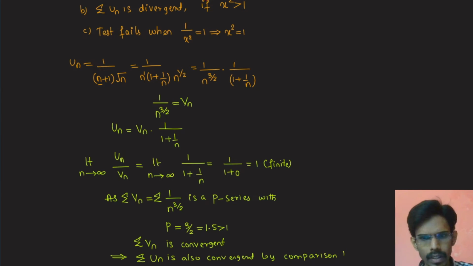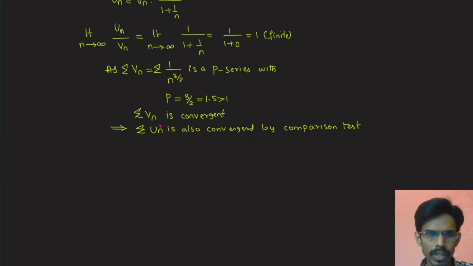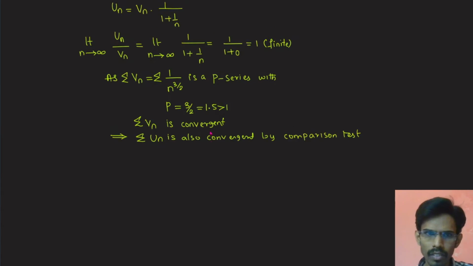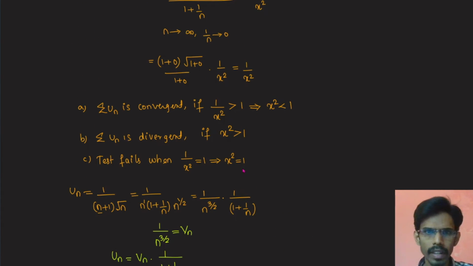Comparison test says that two series sigma un, sigma vn converge or diverge together. In this case, sigma vn is convergent, that will automatically say that sigma un is convergent. So we got sigma un convergent for x square equal to 1. So finally the conclusion will be, let me write down the conclusion.